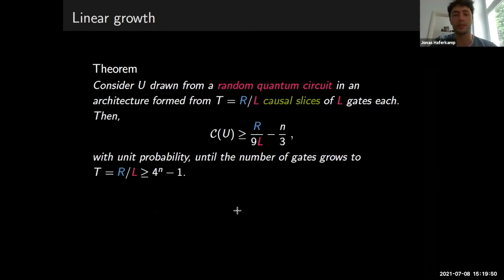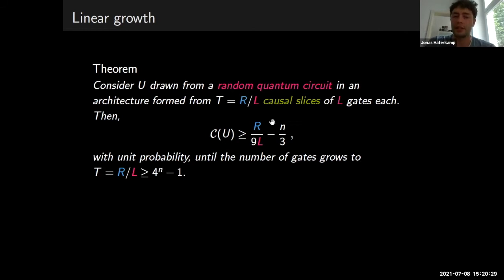So here it is, right? Here's the theorem. We draw some unitary from a random quantum circuit in some architecture, and we assume that it has this causality property. And I should say, if you didn't get what the causality property is, then this is absolutely fine. You can just think about the brickwork architecture, and I'm going to point out the bound that we get for the brickwork architecture soon enough. So the idea is we have T causal slices, each of which has L gates, and the total number of gates is R. Then we get a lower bound that looks like T divided by 9 minus N over 3.